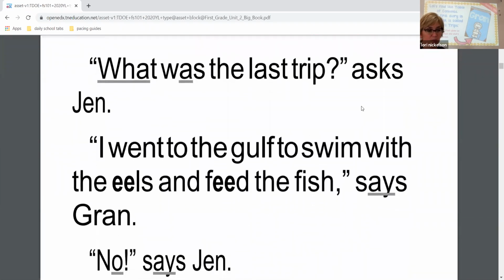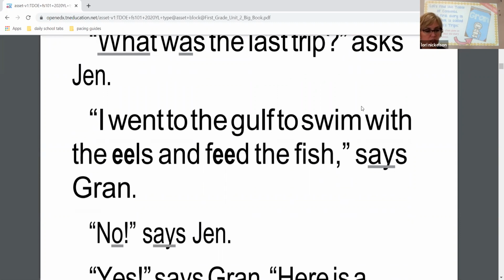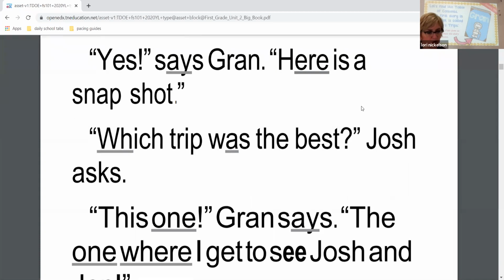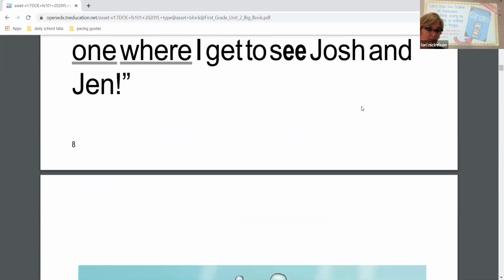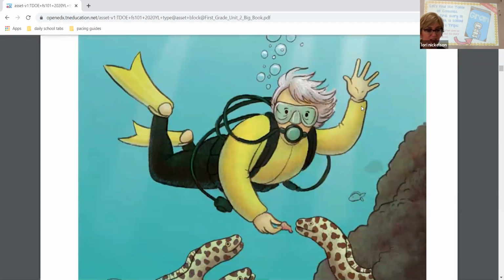What was the last trip, asked Jen. I went to the Gulf to swim with the eels and feed the fish, says Gran. No, says Jen. Yes, says Gran. Here is a snapshot. Which trip was the best? Josh asked. This one, Gran says, the one where I get to see Josh and Jen. And there's Gran feeding the eels.